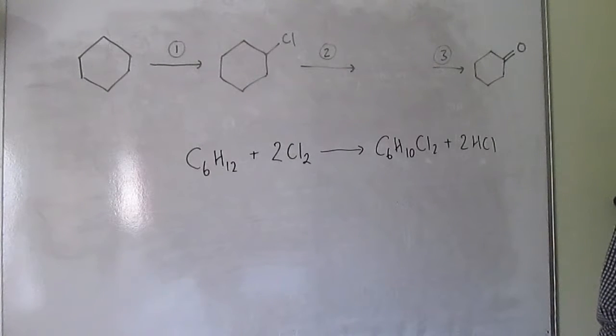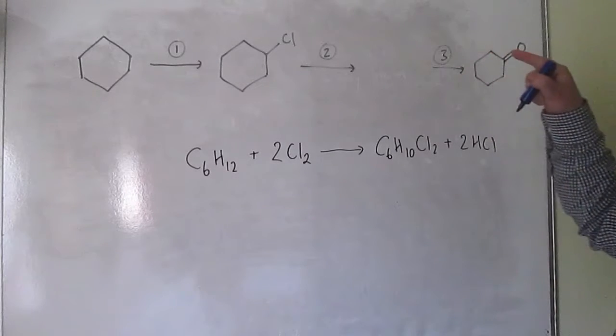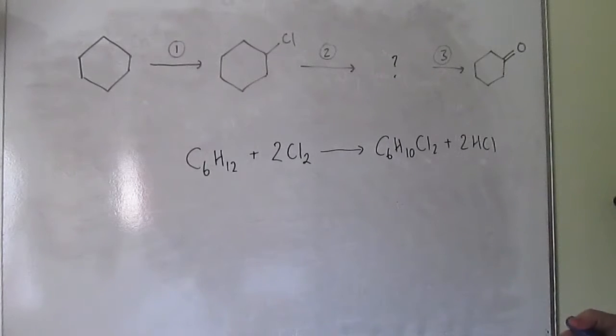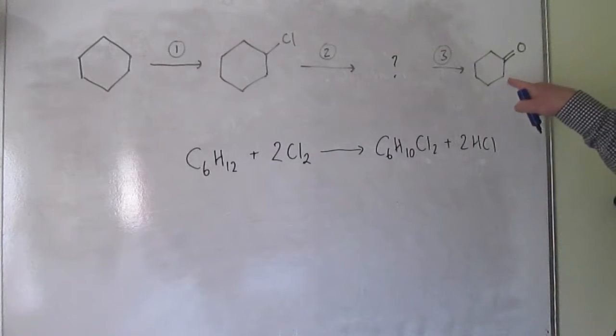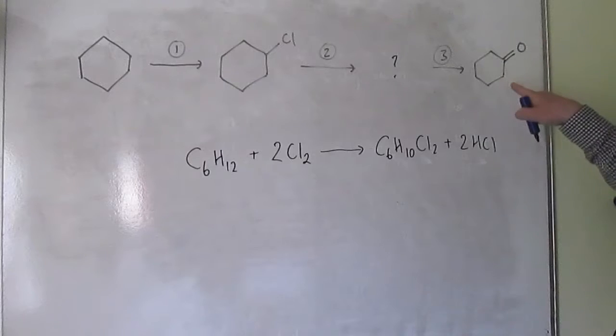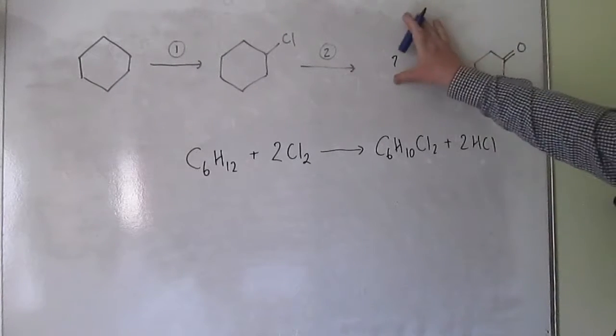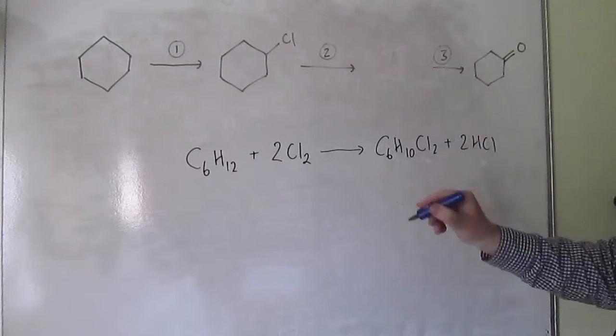Okay, then in part B, it wants to know what happens in steps 2 and 3. Obviously the complication here is that it doesn't tell you what goes in the middle there, but the key thing is looking at the end and thinking, well, that's a ketone, and I only know one way to make a ketone, which is oxidation of a secondary alcohol.